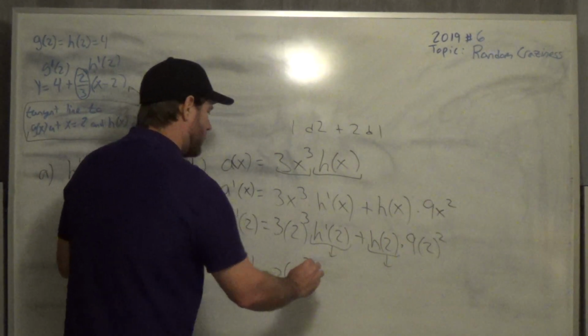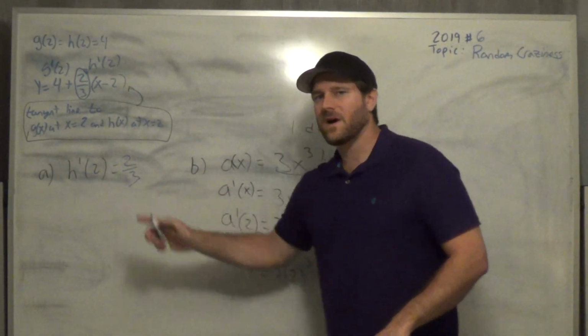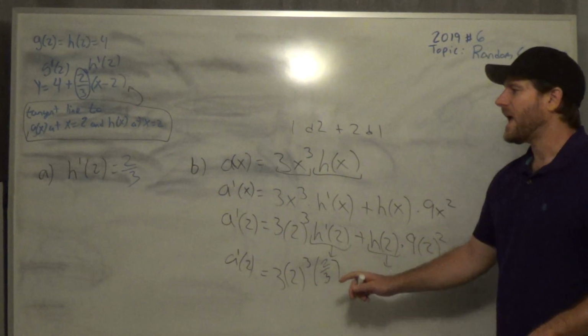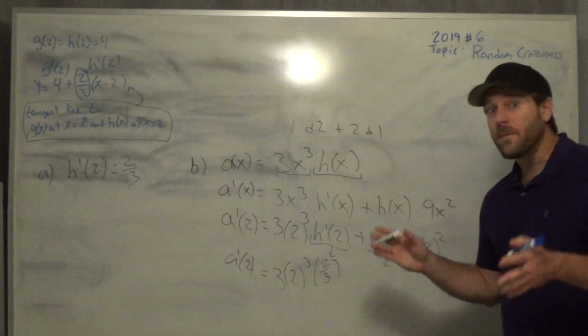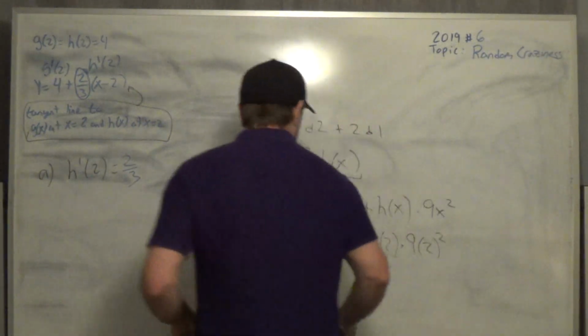So our answer, let's start here. What is h prime 2? Well, that's the whole reason they asked us to find that before. H prime 2 is 2/3. And if you didn't know h prime 2, remember when I made up, let h prime 2 equals 7. You just put a 7 there. All right, and now we need h of 2.